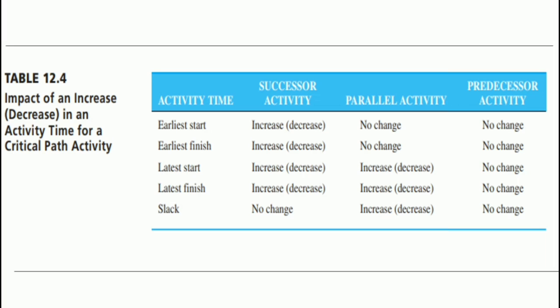Because slack time is equal to latest finish time minus the earliest finish time, or the latest start time minus the earliest start time, there will be no changes in the slack for successor activities. Because activity G is on the critical path, an increase in activity time will increase the total project completion time. This would mean that the latest finish, latest start, and slack time will also increase for all parallel activities.